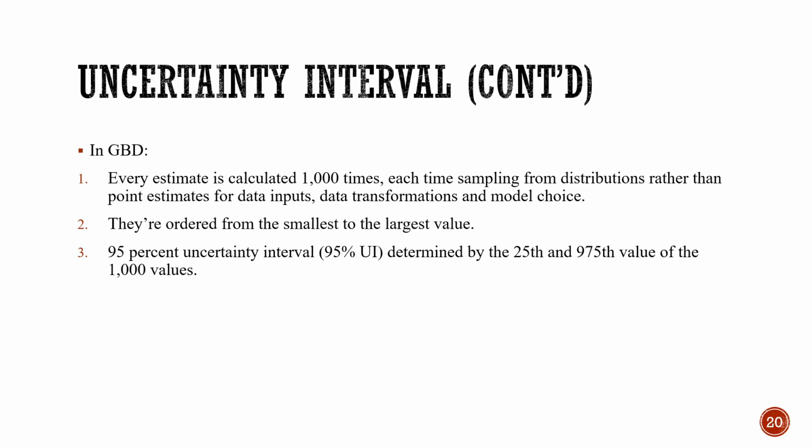In global burden of disease study, uncertainty interval for an estimate is calculated by calculating the estimate 1000 times, sampling from the distributions, and ordering the estimates from the smallest to the largest value, and then 95% uncertainty interval is determined by the 25th and 975th value.